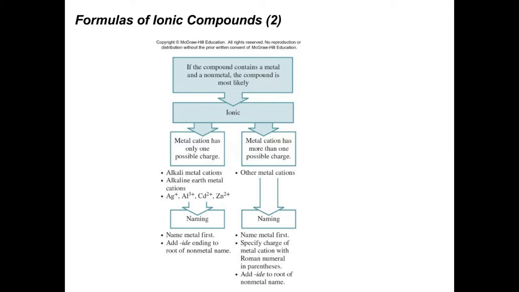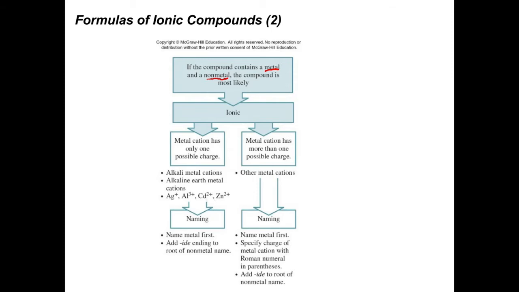Okay, so formulas for ionic compounds. If a compound contains a metal and a non-metal, the compound is most likely ionic. I can't really think of any examples where it's not. Then you have two possibilities. You have a metal cation that can only have one possible charge. These are your alkali metals and your alkaline earth metals.